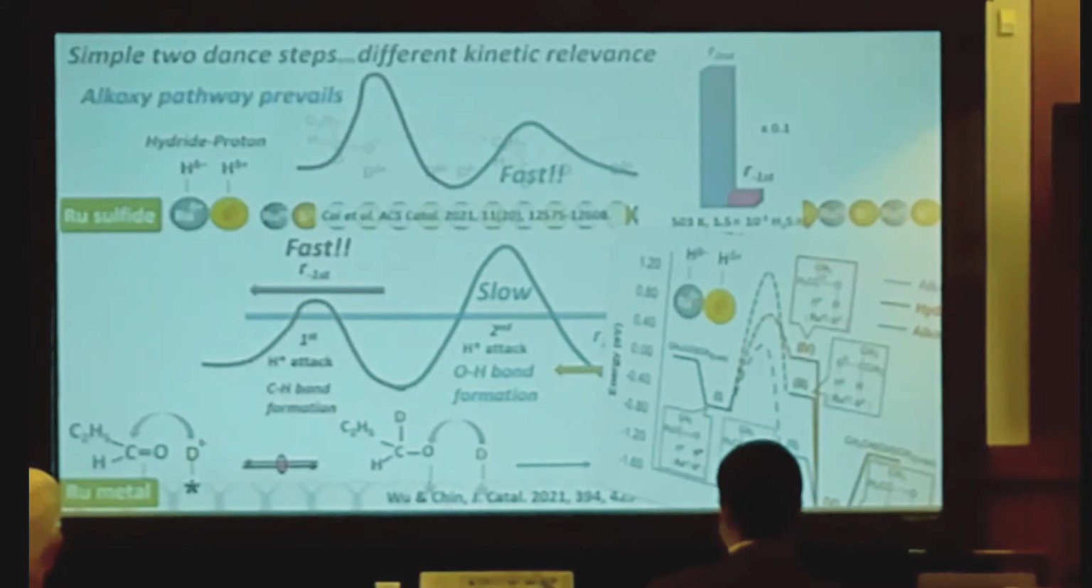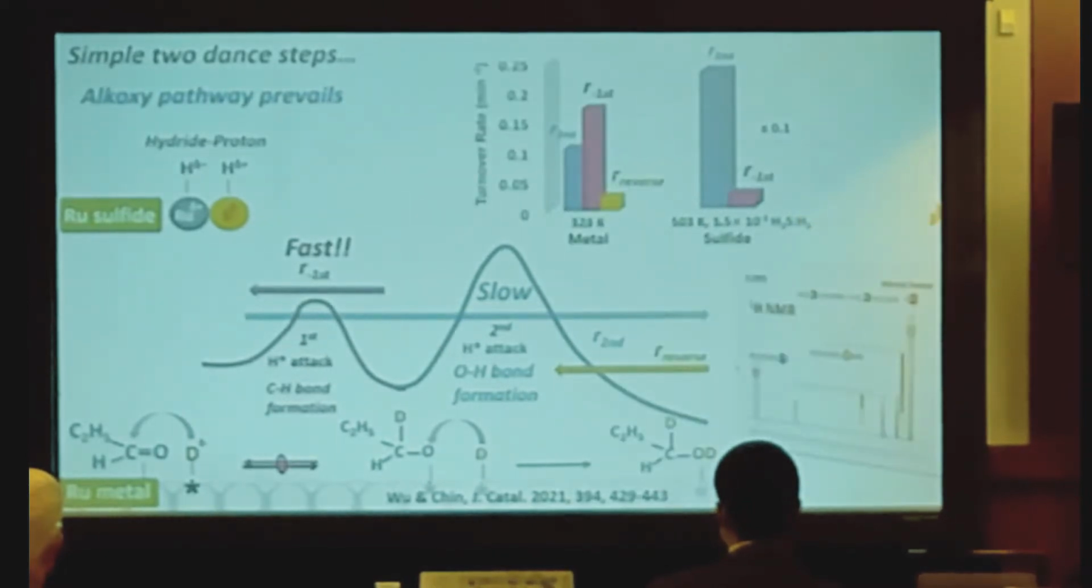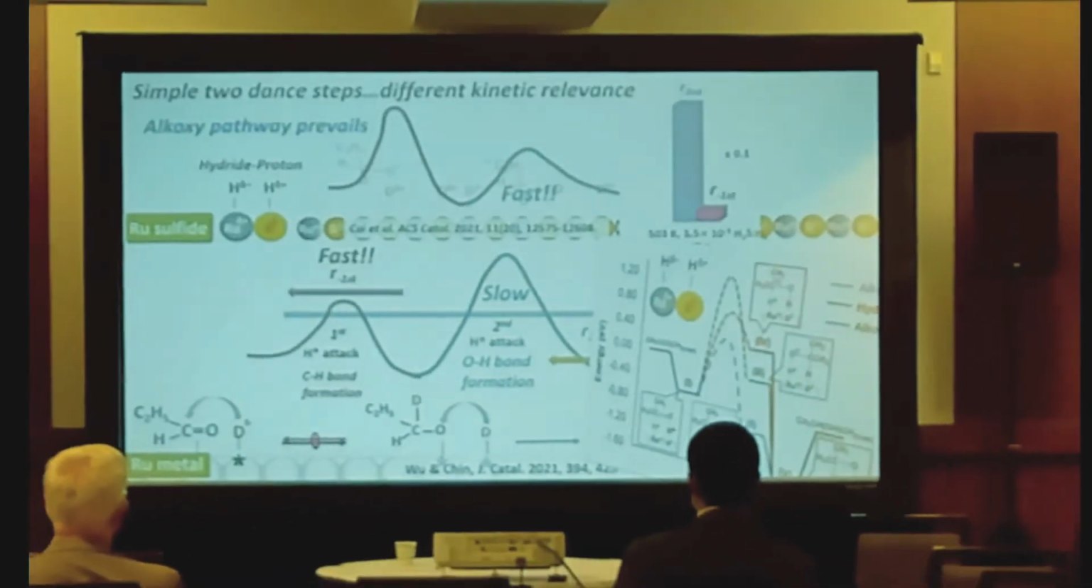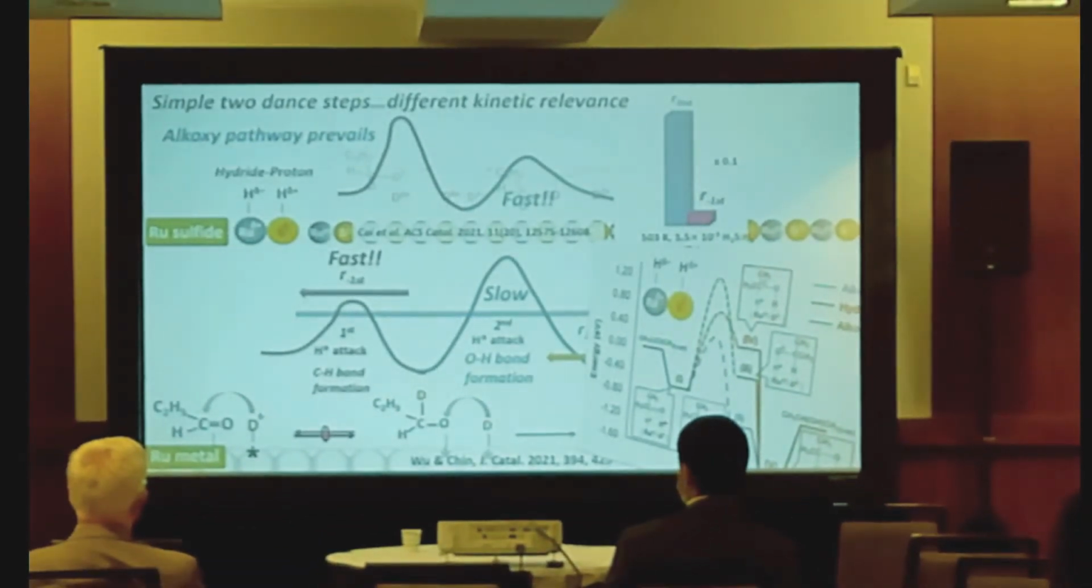So the first step is now kinetically relevant, as we used NMR to identify all the products, as well as DFT to confirm that. Because we have the proton, this one proton attack forming the OH bond is fast. Now the CH bond formation becomes the rate limiting step.